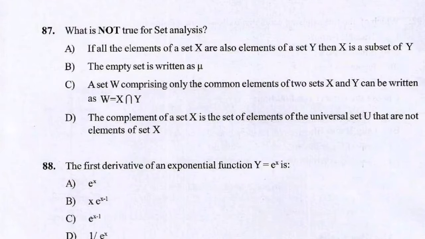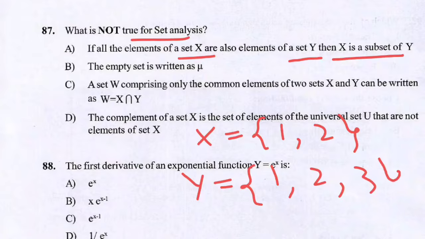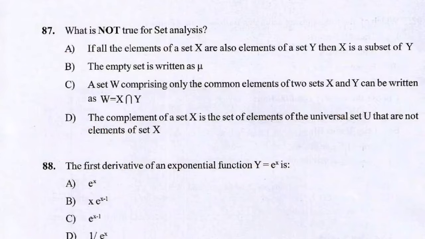Next question is, what is not true for set analysis? If all elements of set X are also the elements of set Y, then X is a subset of Y. Yes, we can take, let us say, in X we have 1, 2, and in Y we have 1, 2, 3. In this case we can say X is the subset of Y. That's correct. The empty set is written by letter mu. No, it is written by letter phi. So this is incorrect here.